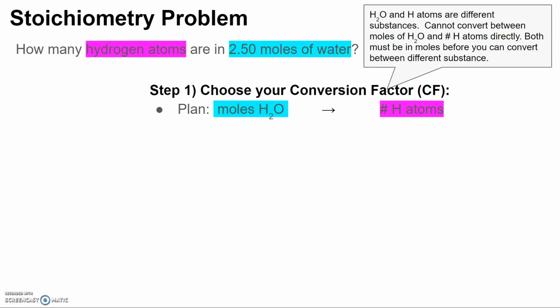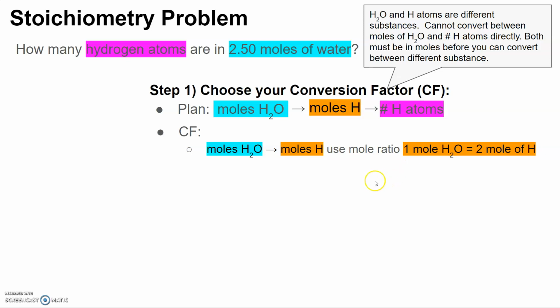So what we have to do is make sure that they're both in moles in order to convert between these two different substances. So our first step is to convert between moles of water and moles of hydrogen. Once we have the moles of hydrogen, then we can get the number of hydrogen atoms. So the conversion factor that we would use, starting off with going from moles of water to moles of hydrogen, would be using the mole ratio. You use mole ratios when you're trying to convert between different substances.